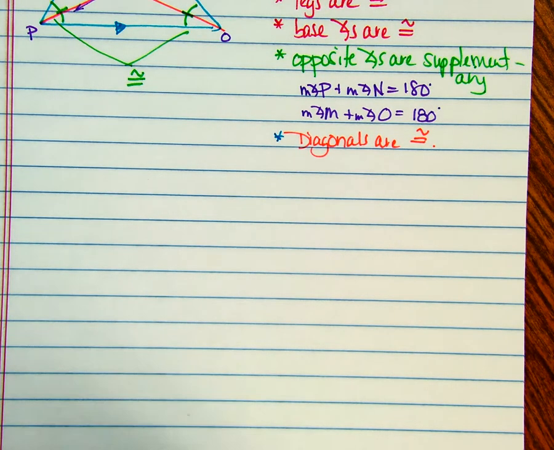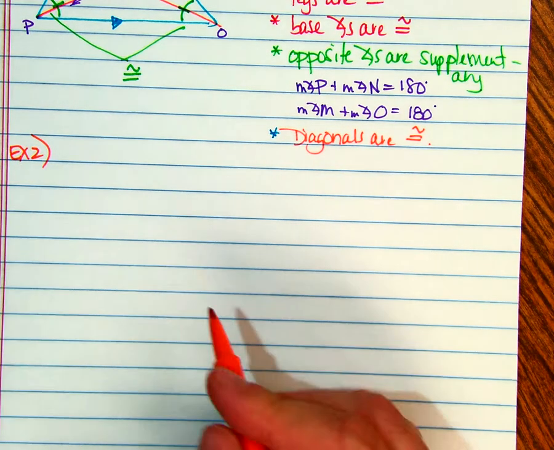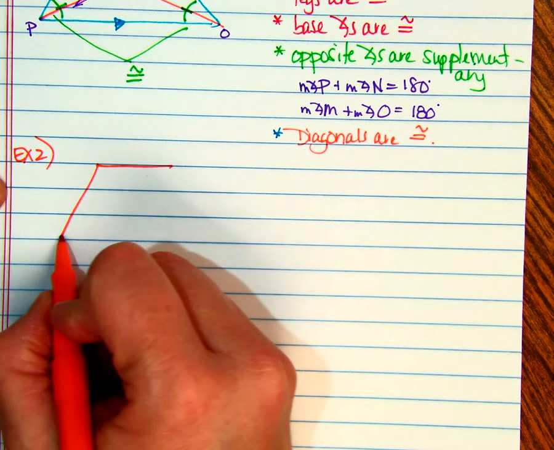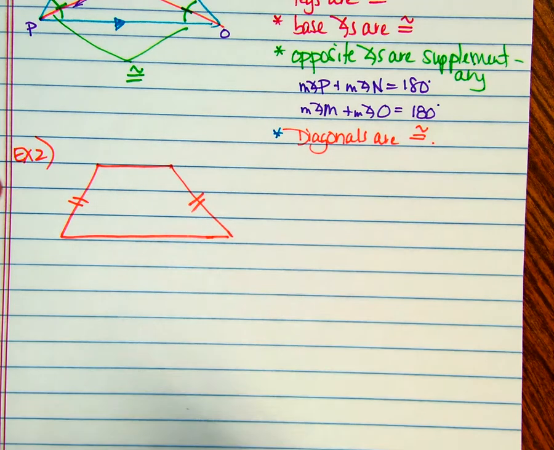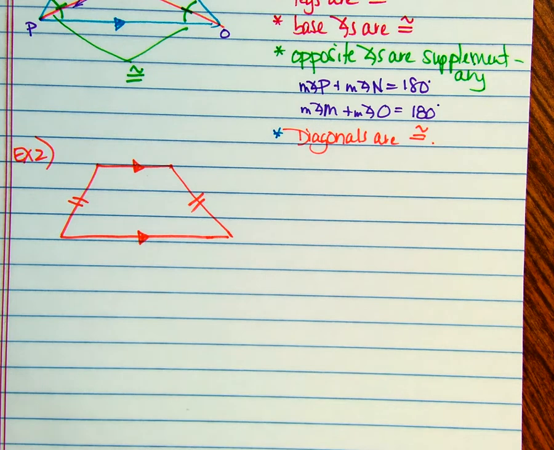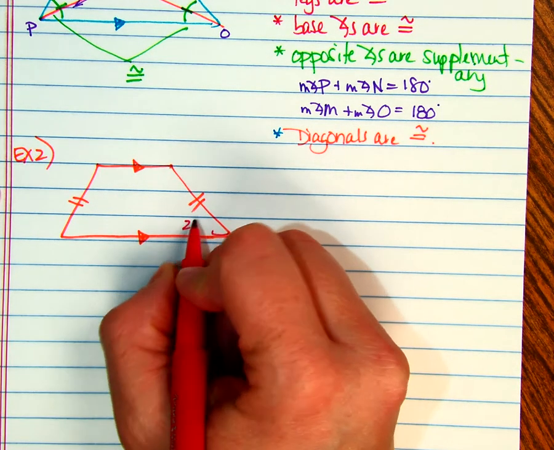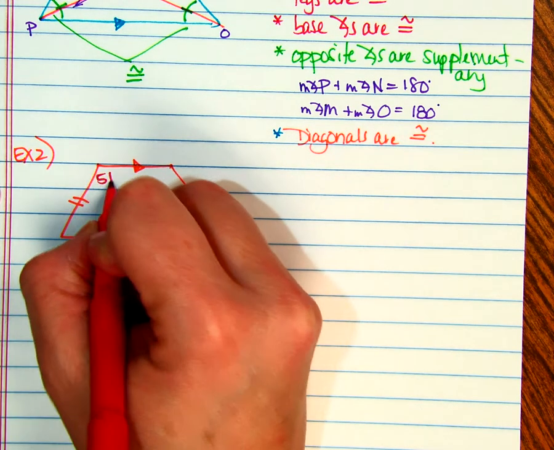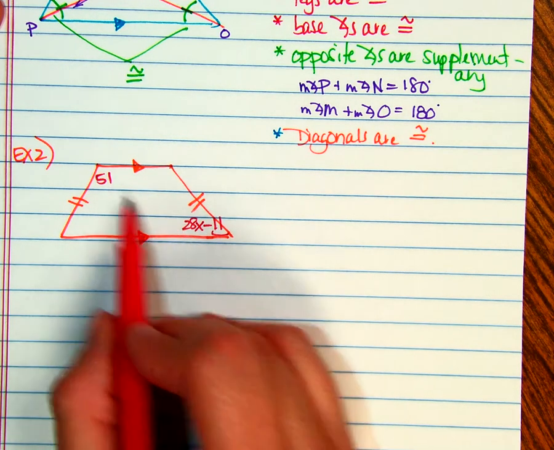Okay, so I want to get some algebra involved. So this one's going to be example 2. And we know that we have an isosceles trapezoid. And you would know that because you're going to be given the fact that the legs are congruent. So we have this scenario, and we have that this angle is 28x minus 11, and this angle is 51. So you got to think about what's the relationship, and that is that they are opposites.